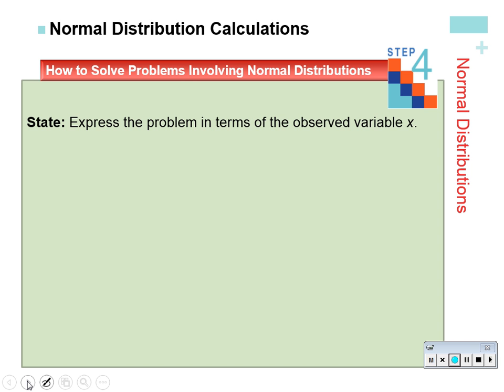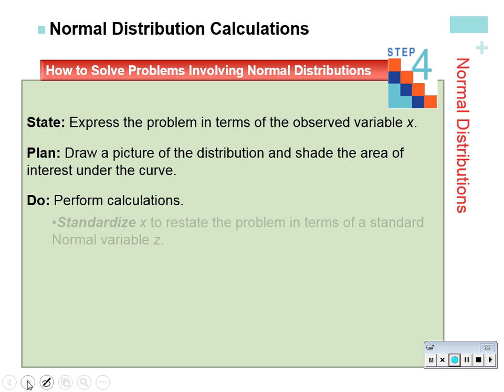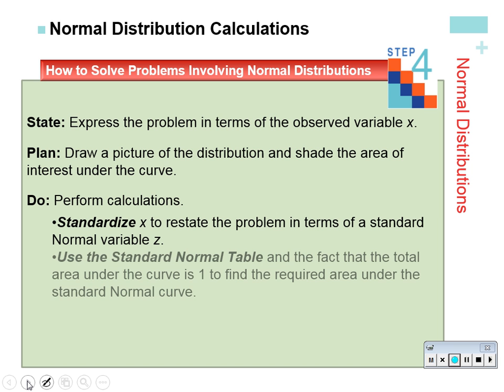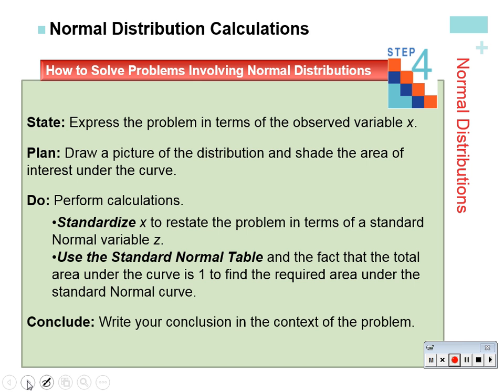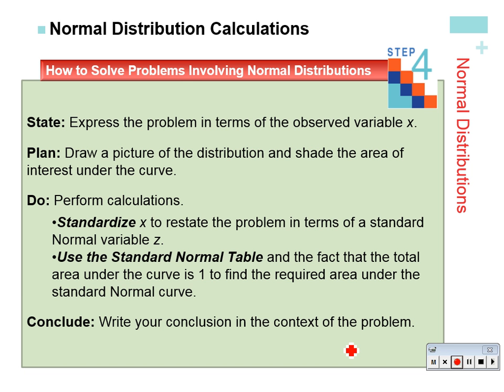this whole business of the four-step process. So remember, the four-step process is state, plan, do, conclude, and that's typically how you want to answer a free response type question that involves the normal distribution. So what you want to do in the state part is express the problem in terms of what it is that you're trying to figure out. That's the state part. The plan part, you want to draw a picture of the distribution.